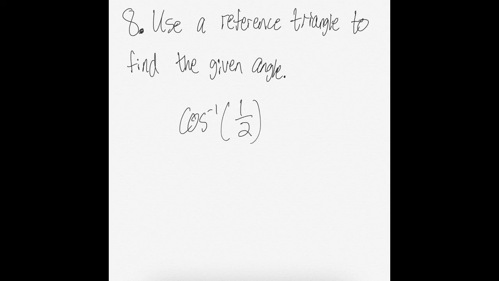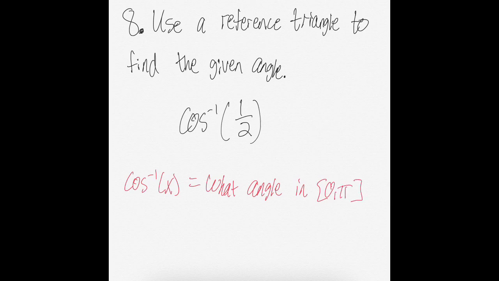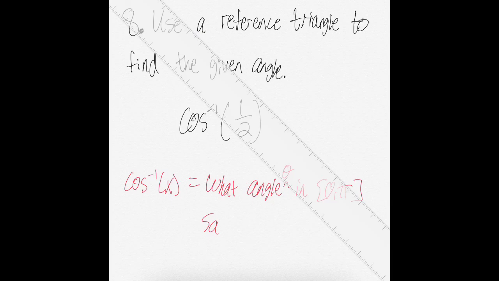Okay, use a reference triangle to find the given angle. The angle which we seek is cosine inverse, otherwise known as arc cosine, of 1/2. So the key here, and I'll write this out in words: cos inverse of x, what it spits out is what angle, I'll call it theta, in the interval 0 to pi.